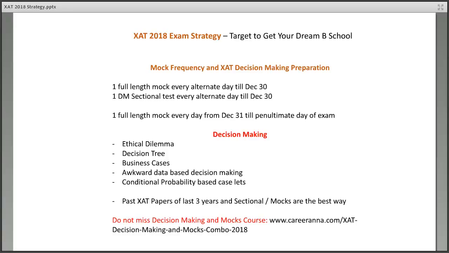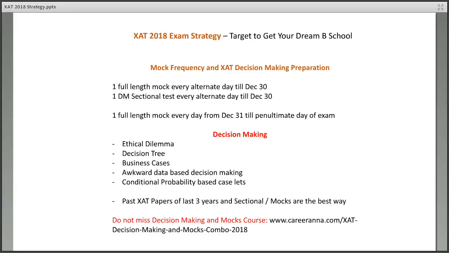The decision making which comes today, it's not even 10% of what used to come 4 years back, 5 years back. It's no more just ethical dilemma questions or business cases, but you get questions around decision tree, you get awkward database decision making, you get conditional probability based decision making. They've added so much variety.